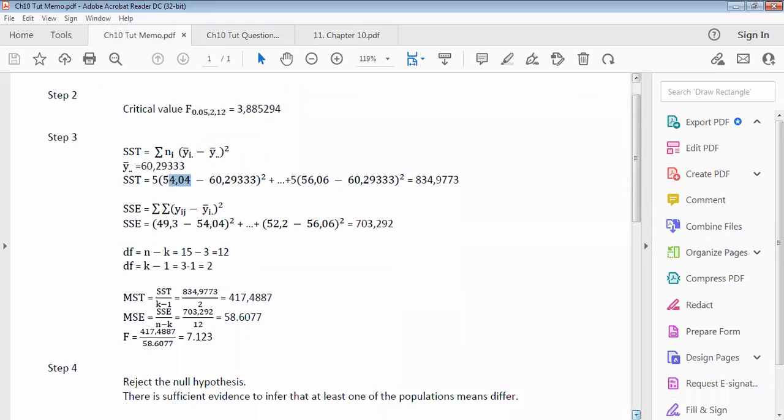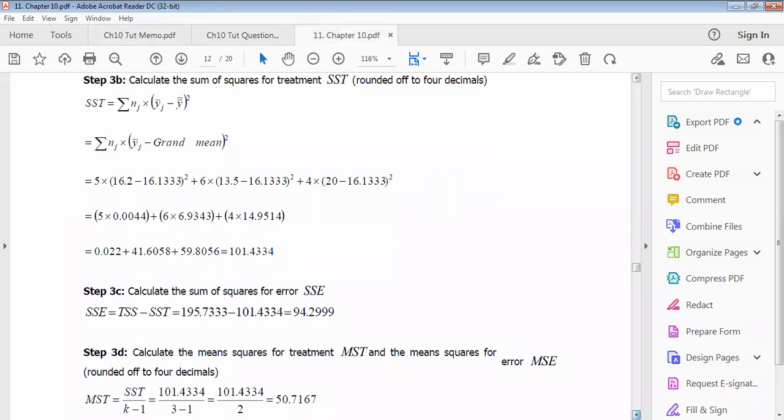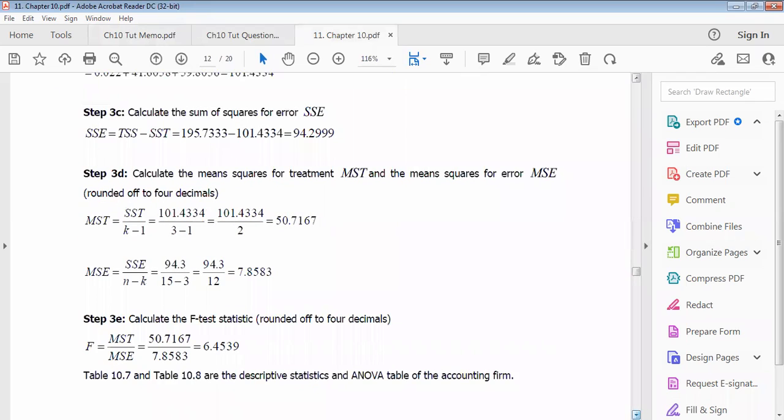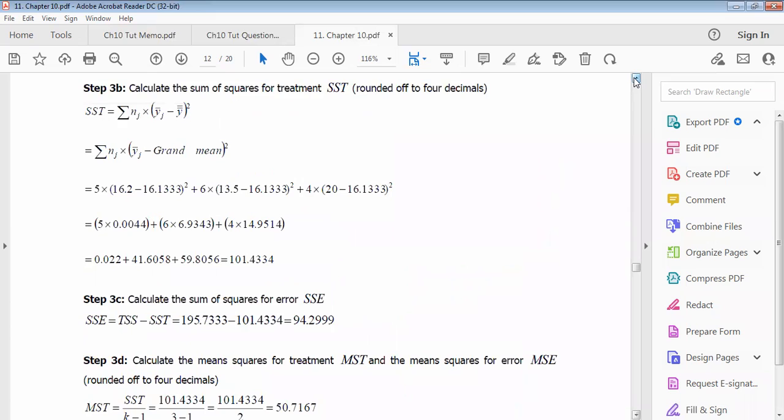And then you find the SSE, the sum of squares of the error. How do you find that one? Let's go back to the question, to chapter 10. Step 3: you calculate the sum of squares of the error by just subtracting. It is the TSS that you found in the previous section minus the sum of squares of the treatment. So it's what you found already here.